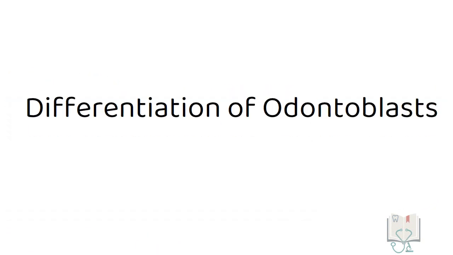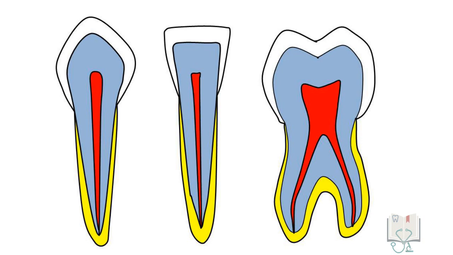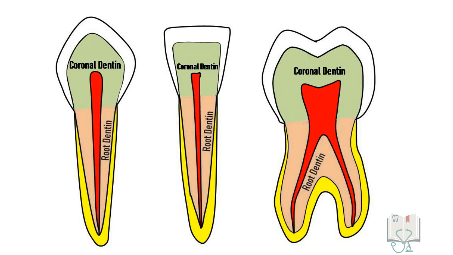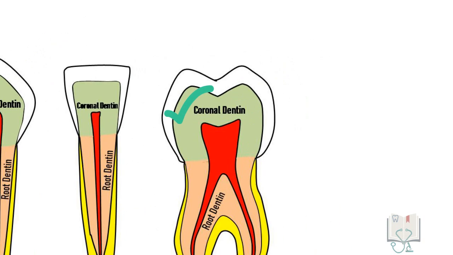Differentiation of odontoblasts. The dentin of a tooth can be divided into two parts: dentin in the crown, called coronal dentin, and dentin in the root, the root dentin. Let us first see how odontoblasts of the coronal dentin are formed.